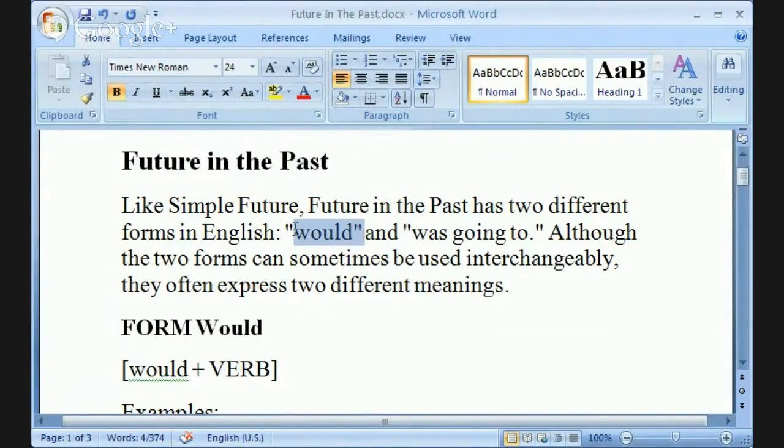The first form is with would, the modal. Words like would, might, could. These are called modals or modal verbs. Sometimes they can be a main verb, and sometimes they're used as auxiliary verbs. Or was going to is another form. Usually, it doesn't matter which form you choose. They can be interchangeable. But there are other cases where they can express different meanings, and we will talk about that.